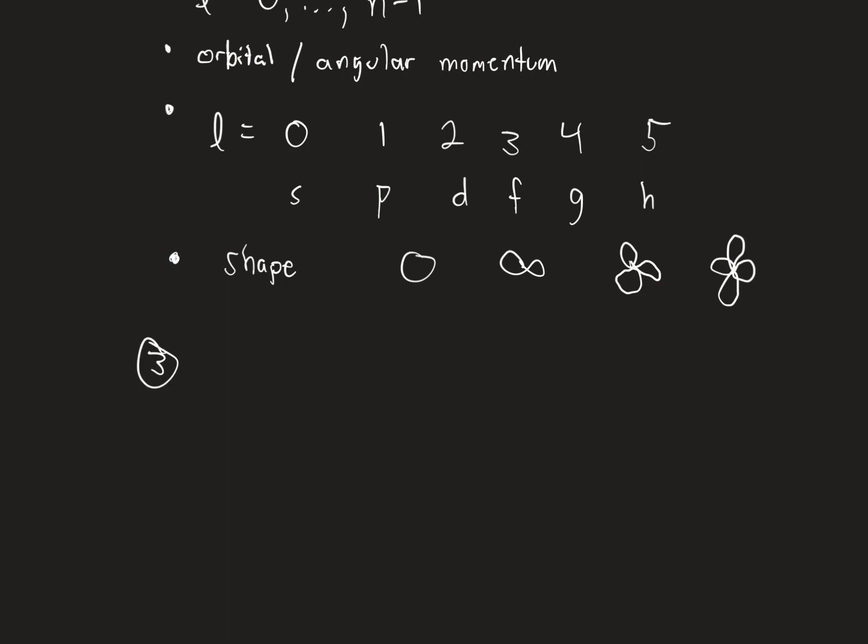Third quantum number, M sub L, also known as the magnetic quantum number.